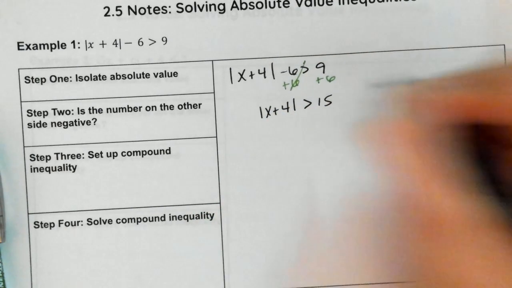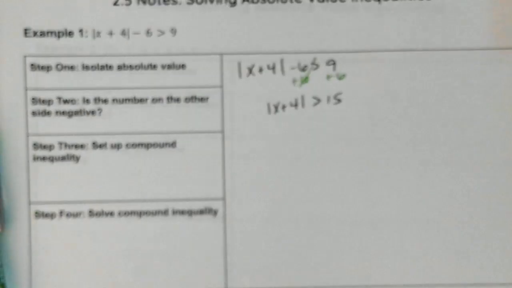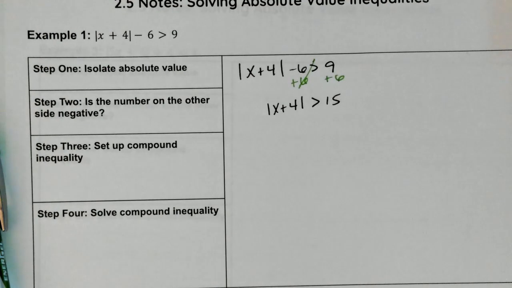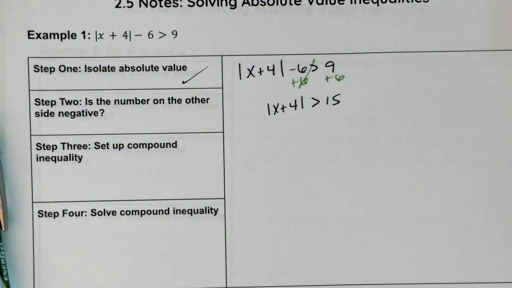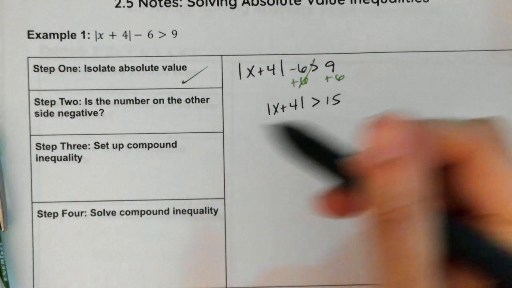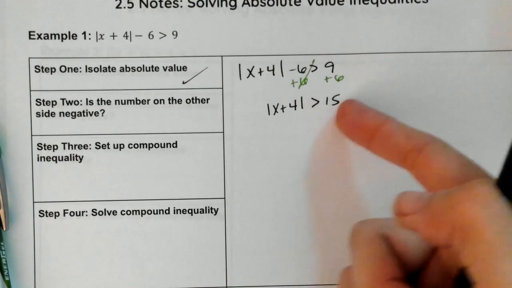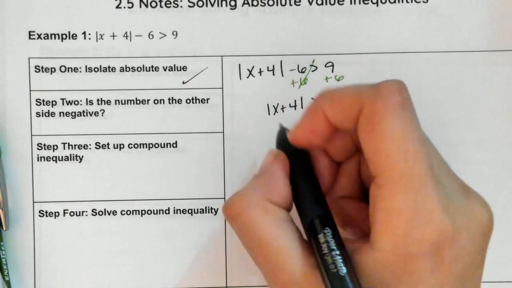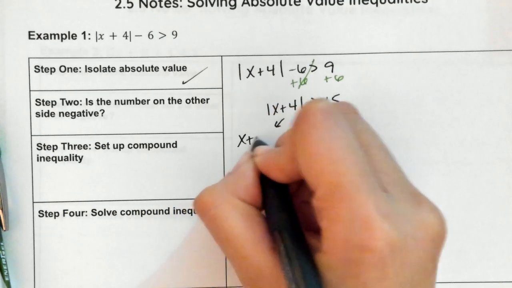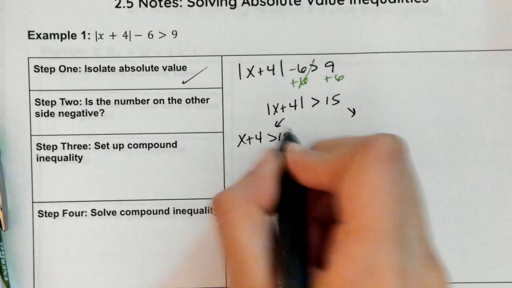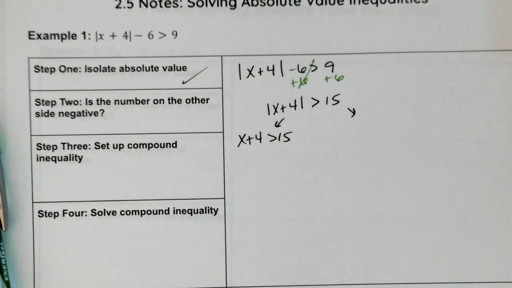And that's going to give me absolute value of x plus 4 greater than 15. Very cool. Now that my absolute value is isolated, there's nothing after it, nothing before it, besides the other side of the equation, I can start separating it into its two compound inequalities. So we're going to write x plus 4 greater than 15. This is my positive case. It's exactly the same. I just get rid of the bars.